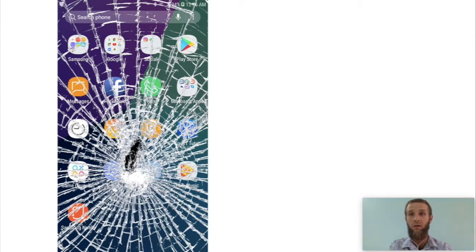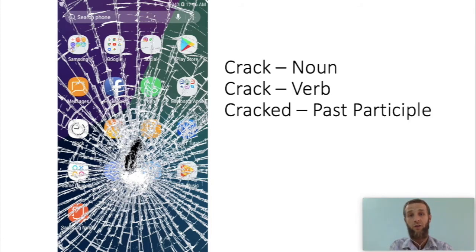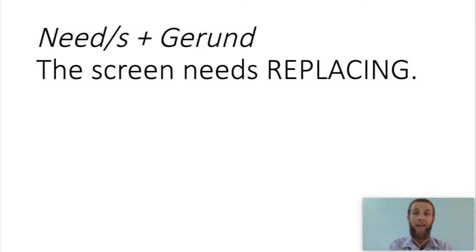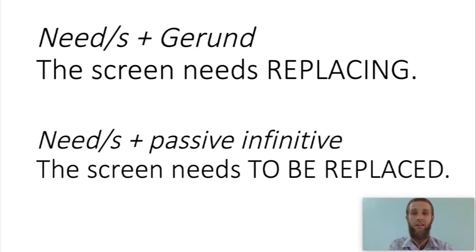Okay, here's our problem with our cell phone screen. Our cell phone is cracked. The screen is cracked, or the screen has a lot of cracks on it. So what would you do in this? Can you repair this? Probably not. So you would say that the screen needs replacing, or the one that I like better, the screen needs to be replaced. Or you could even simply just say the screen needs replaced.